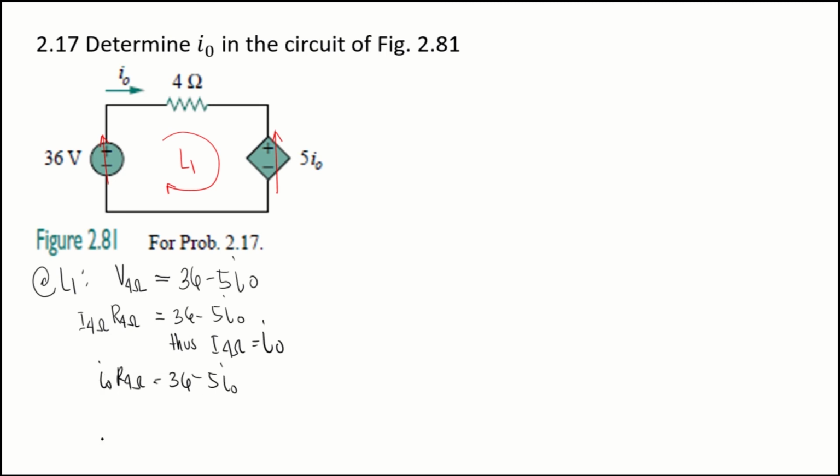Substitute the value of your resistance, so we have 4 Io is equal to 36 minus 5 Io. So combining like terms, we have 4 Io plus 5 Io is equal to 36. Then we have 4 Io plus 5 Io, so we have 9 Io is equal to 36. So your Io is equal to 36 divided by 9, so you have 4 amperes.